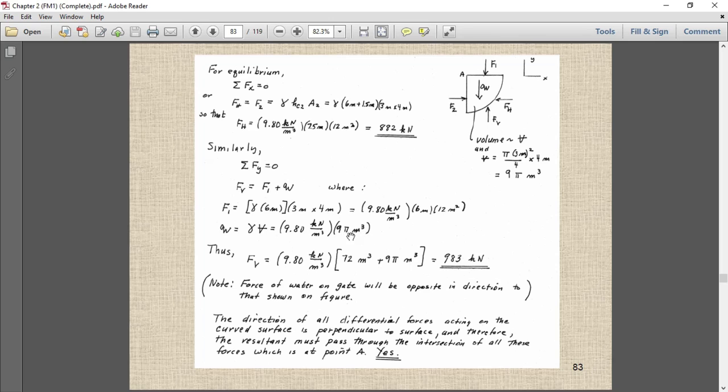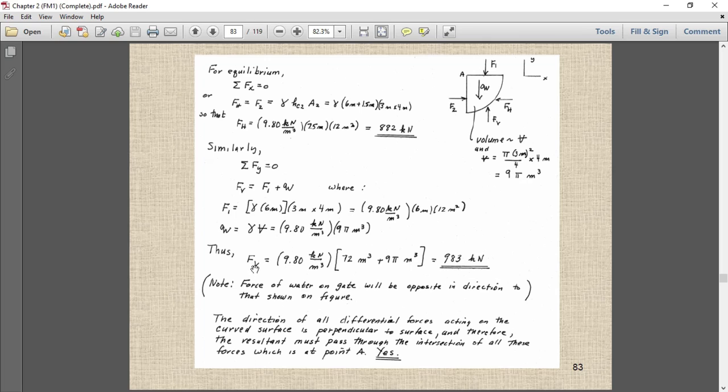You can solve it and see. What I'm saying is pi r square gives you the area of a circle. Dividing by 4 gives you the area of the quarter circle. Multiplied by the length of 4, it gives you the total volume of this quarter circle, and that is going to be equal to 9 pi. So I put 9 pi here.